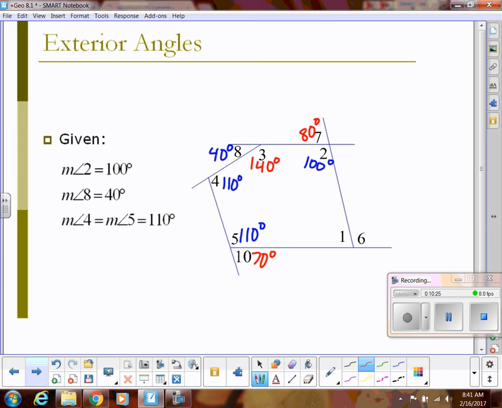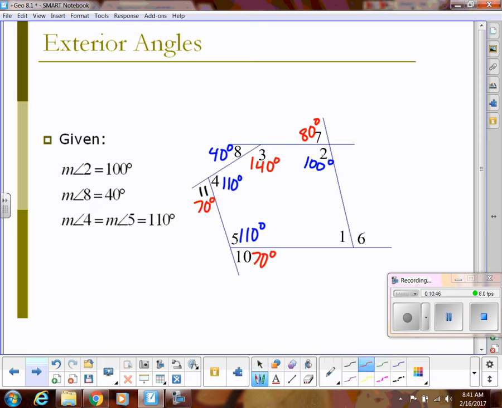We know 1 and 6 will be a linear pair, but we need to find either 6 or angle 1. And you can do this either way. Now, they didn't label this one. Let's go ahead and label it 11. All right, so I know that 11 would be 70 degrees also.